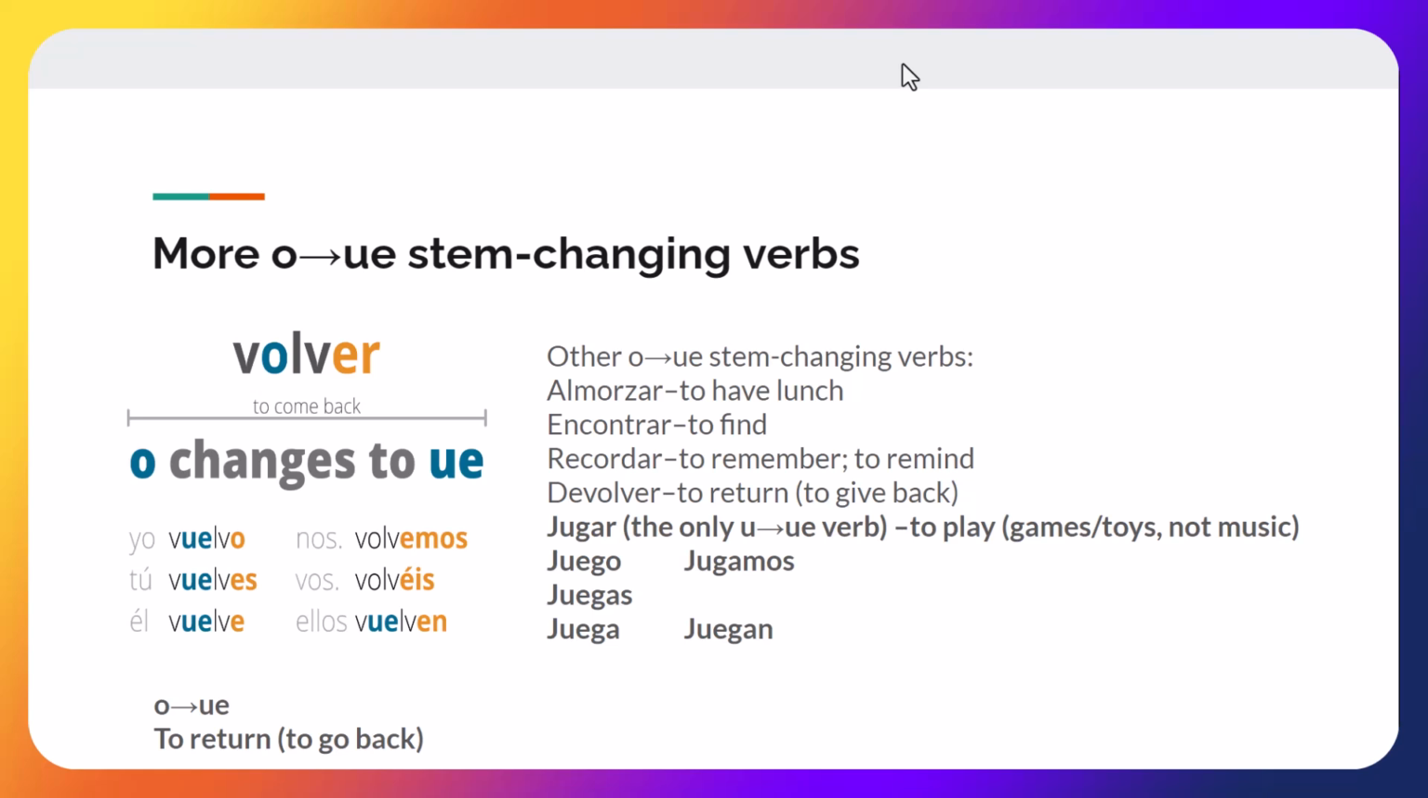Then we have the verb recordar. Recordar is a false cognate. It's a look-alike word. It looks like the English word record, but it doesn't mean the same thing. When we have look-alike words that do not mean the same thing between the two languages, we call them false friends or false cognates. So this is a good example of one. The verb recordar means to remember. It's also used for to remind. It is O to UE stem changing. Let's work on it. Recuerdo, recuerdas, recuerda, recordamos, recuerdan.